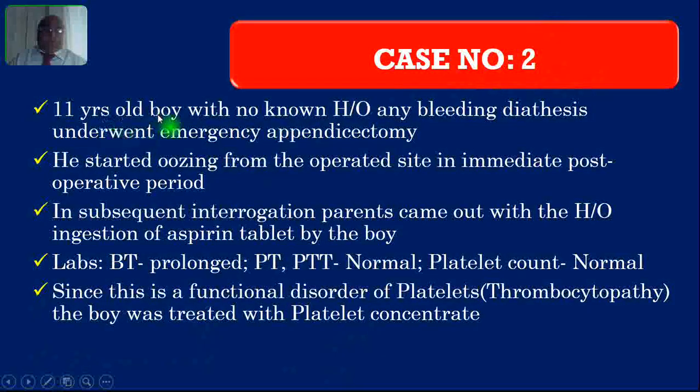Case number 2 is an 11-year-old boy with no known history of any bleeding diathesis. He underwent emergency appendectomy. He started oozing from the operated site in the immediate post-op period. On subsequent interrogation, parents came out with the history of ingestion of an aspirin tablet by the boy. Labs reveal bleeding time is prolonged. Both PT and PTT are normal. Platelet count is also normal. Since this is a functional disorder of platelets, that is thrombocytopathy, the boy was treated with platelet concentrates.